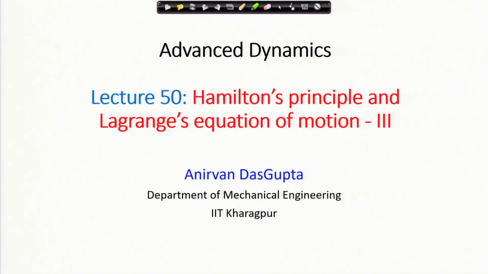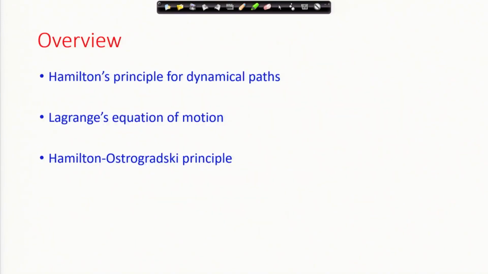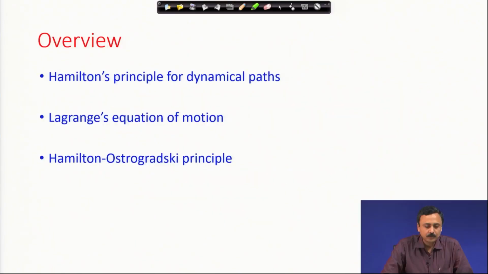In this lecture, we are going to continue with Lagrange's equation of motion. This is the overview of what we are going to discuss today. First, we are going to continue with Lagrange's equation of motion and discuss an example. Then we are going to look at Hamilton-Ostrogradsky principle. This is an extension of Hamilton's principle, where we also consider externally applied forces or non-conservative forces, for which we do not have a potential.